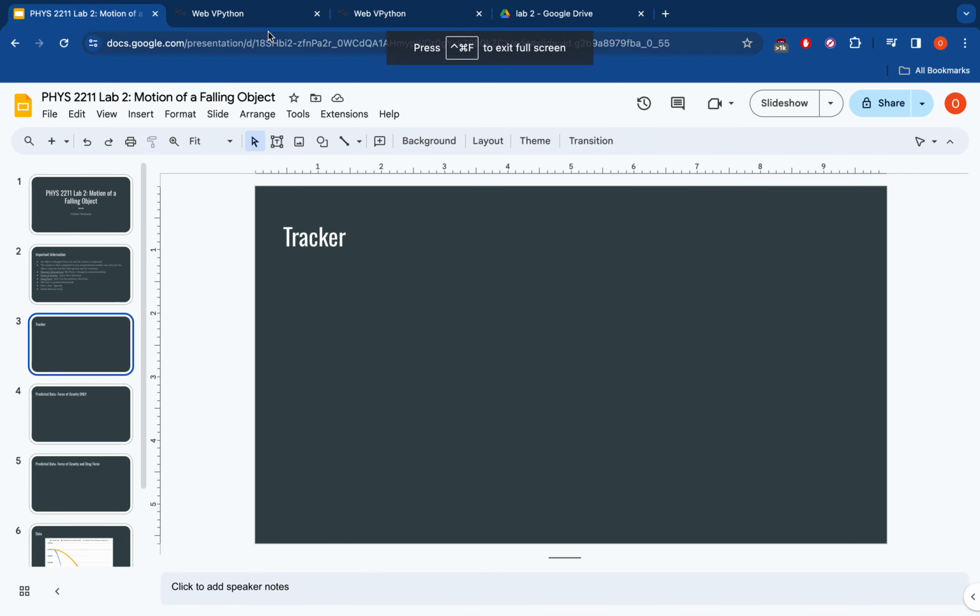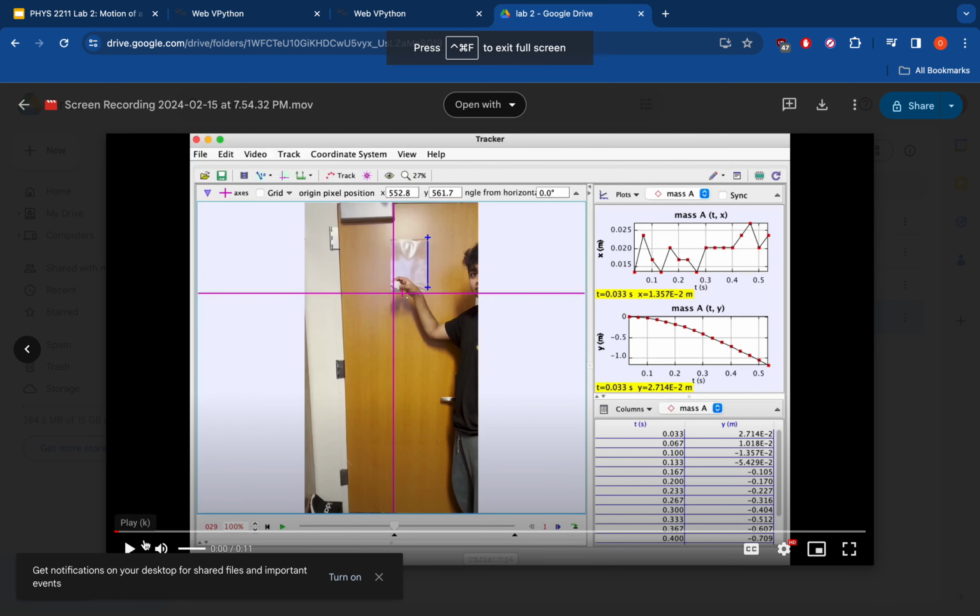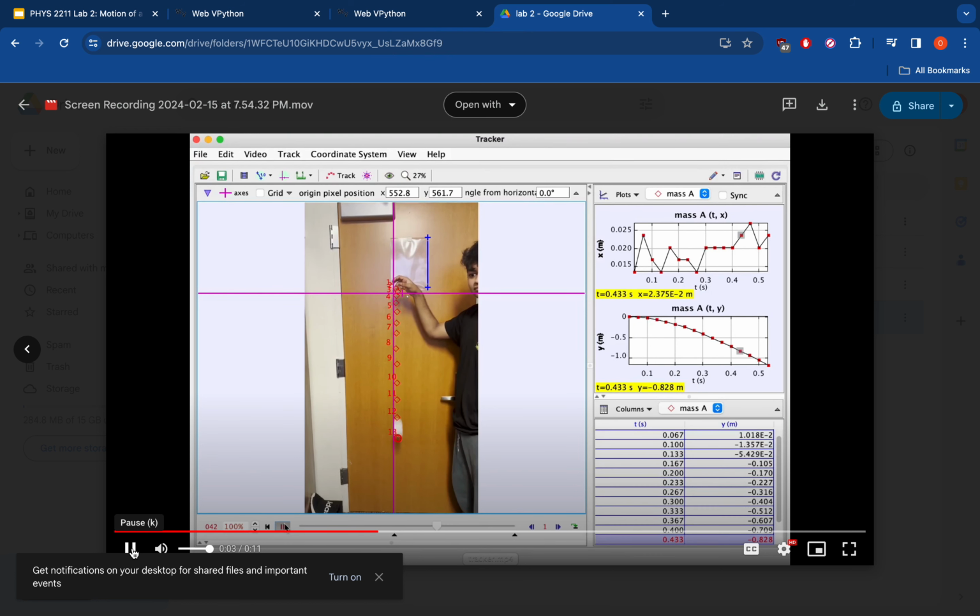Now let's look at the Tracker data. This is me dropping a ball, and it was measured through Tracker. A series of about 15 to 20 data points were measured, and this is the time versus y graph. I put the coordinate system up here, which showed a negative position, a negative displacement, and I calibrated it using this little poster in the back. This gave us a bunch of data points, which were then used later.